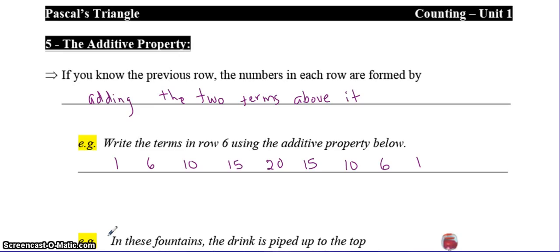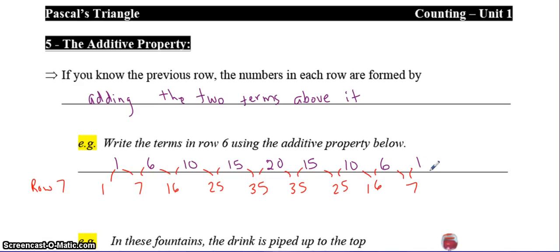Okay, if you didn't quite understand that, to get row 7, all right, you add 1 here. There's nothing to add on the other side, so it's going to start with a 1. 1 plus 6 is 7. 6 plus 15 is 21. 15 plus 20 is 35. 20 plus 15 is 35. 15 plus 6 is 21. 6 plus 1 is 7. And 1, nothing to add on this side, would just be 1.